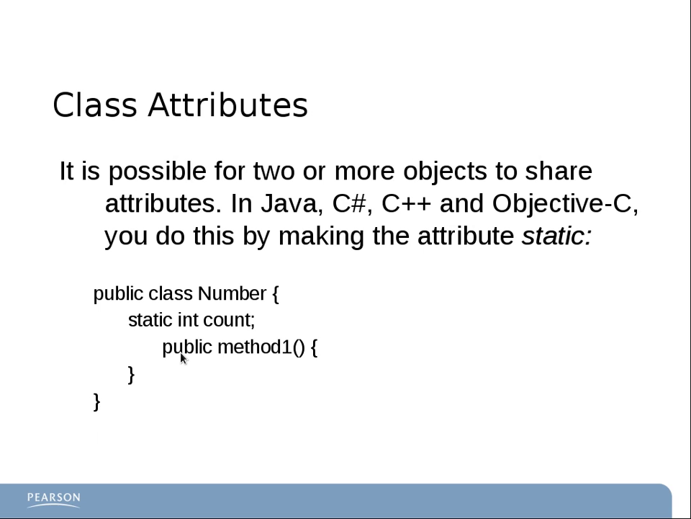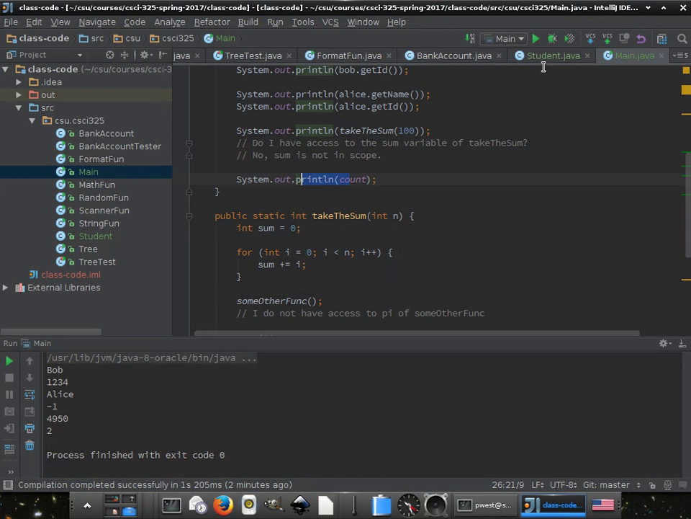Class attributes. It's possible for 2 or more objects to share an attribute by making it static. Don't want to really talk about static right now. Well, yeah, I don't want to talk about static. Let me think of something here. We will talk about static. I've got to come up with a good example for y'all, otherwise static will not make sense.